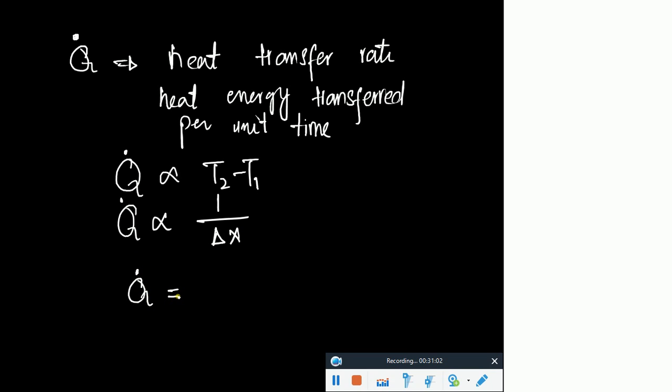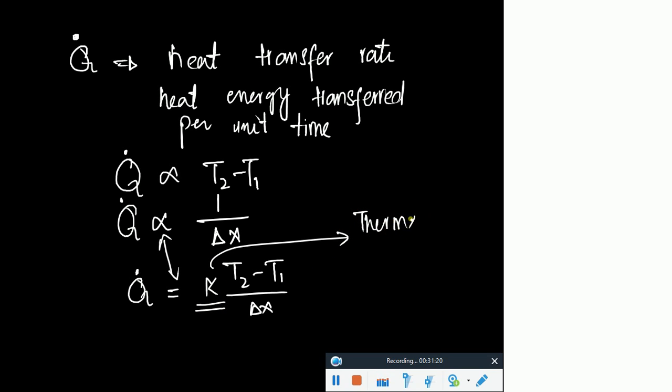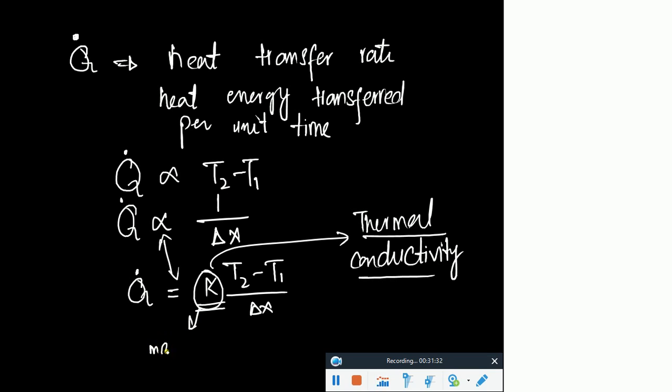So once you establish some kind of equality from this proportionality, you would say this is T2 minus T1 over delta X. Once you convert this proportionality into equality, there is a constant of proportionality which is known as thermal conductivity. So this thermal conductivity is a material property, remember that.